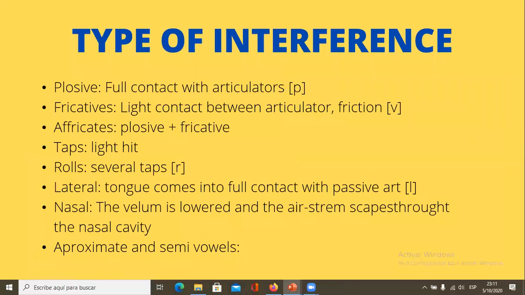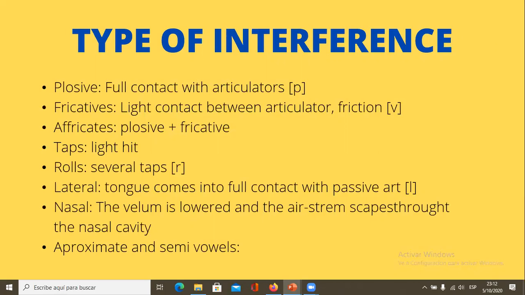Then in the last, we have the type of interference. Plosive is full contact with the articulators. Fricative is light contact with the articulators with a little friction. Affricate is the combination of plosive and fricative. Tap is a light hit. Roll is several taps. Lateral is when the tongue comes into full contact with the passive articulator. Nasal is when the velum is lowered and the air stream escapes through the nasal cavity.